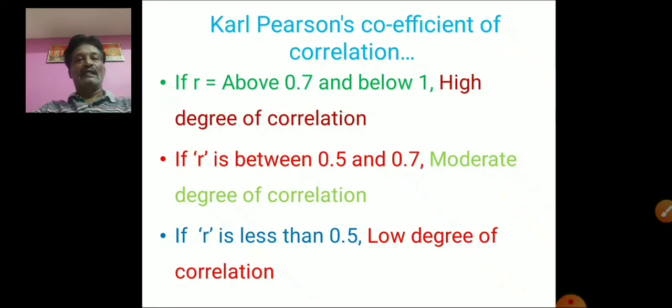Once again I can tell the values. If R equal to plus 1, perfectly positive correlation between the variables. If R equal to minus 1, perfectly negative correlation. If R equal to 0, not at all correlated. If R is greater than 0.7 and less than 1, and if it is positive, that is high degree of positive correlation. If it is negative, high degree of negative correlation. If R is between 0.5 and 0.7, moderate degree of correlation, and if R is less than 0.5, low degree of correlation.